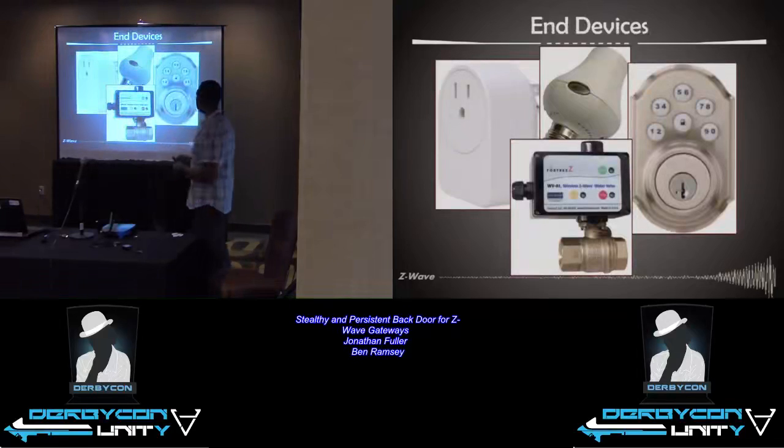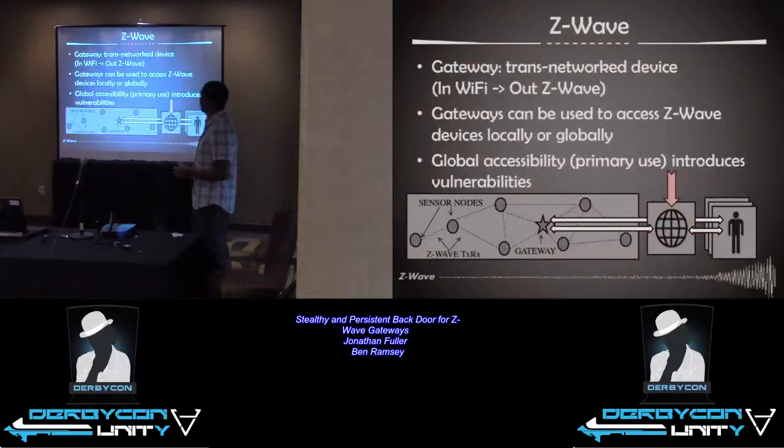This is a snapshot of the end devices. There's a smart switch, lamp module, door lock, and a Fortress water valve. So in Z-Wave, the control nodes are often referred to as gateway devices. They're trans-network devices. What this means is it's almost like a miniature router. This isn't it, by the way, not to distract you, but it's a trans-network device.